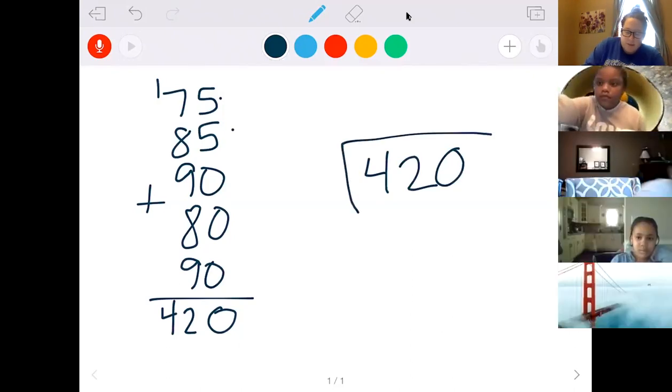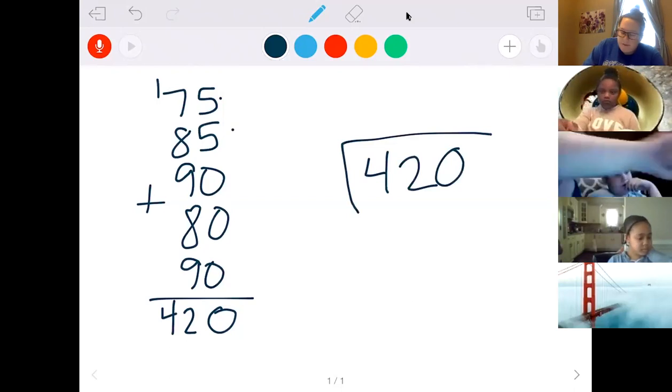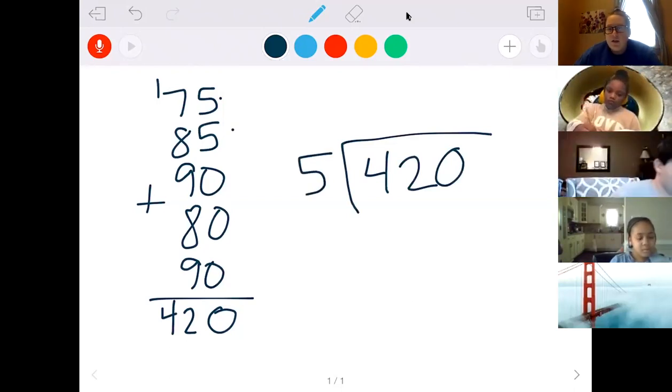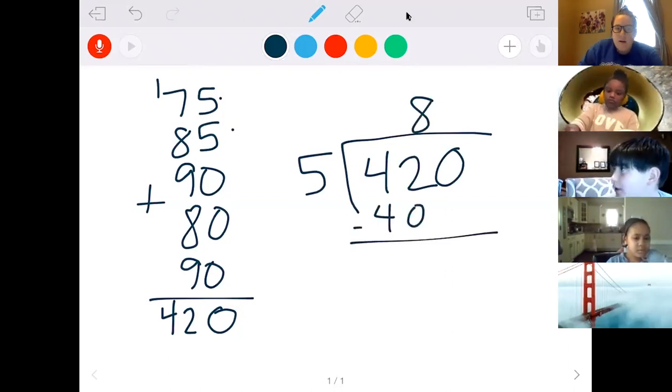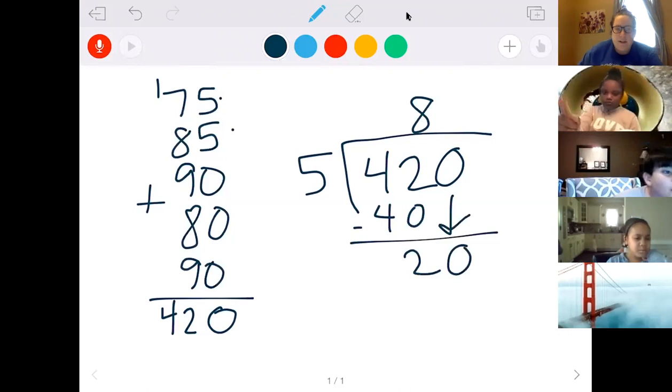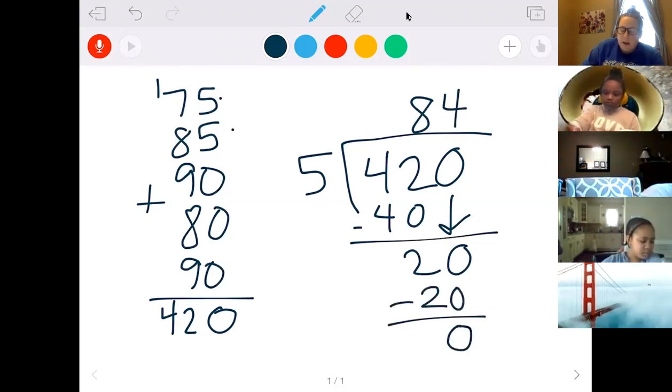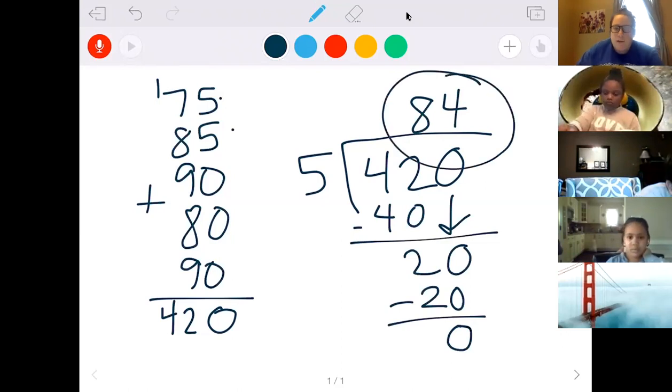And we divide it by how many tests he took. And he took 5 tests. Okay? So we're going to take the sum and divide it by how many tests he took. So then we say, how many times does 5 go into 42? 5 goes into 42 8 times. 5 times 8 is 40. Then we do 2 minus 0 is 2. Bring down the 0. 5 goes into 20 4 times. 5 times 4 is 20. We get no remainder. So the average is 84.